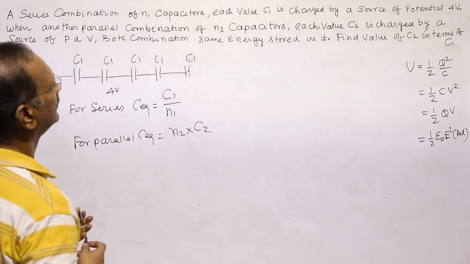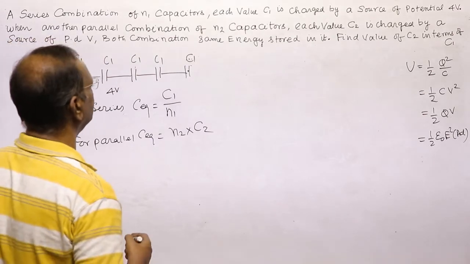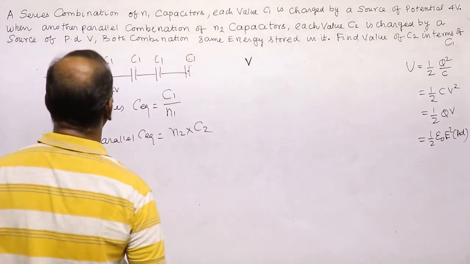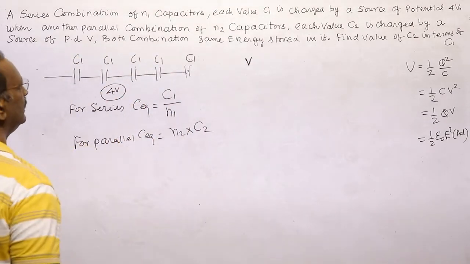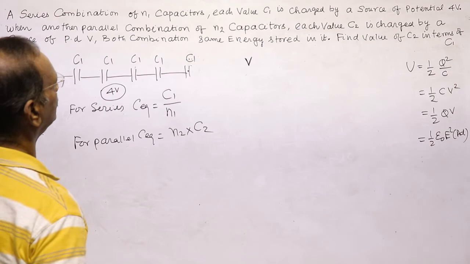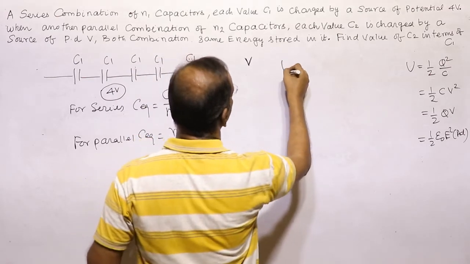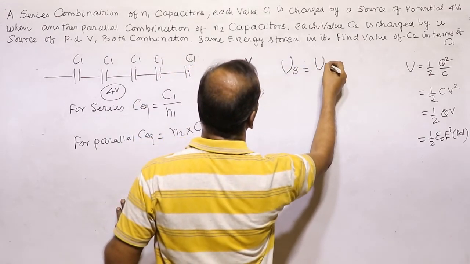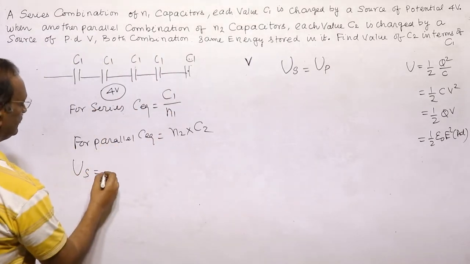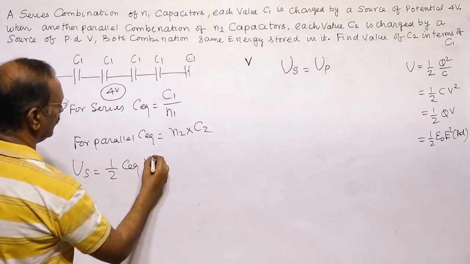The N2 capacitors are charged by a voltage source of V. For parallel, V is the voltage source, and for series it is the 4 volt source. Both combinations have the same energy stored in them. It means energy stored in series is equal to energy stored in parallel. Energy stored in series is equal to half into C equivalent into voltage source squared.